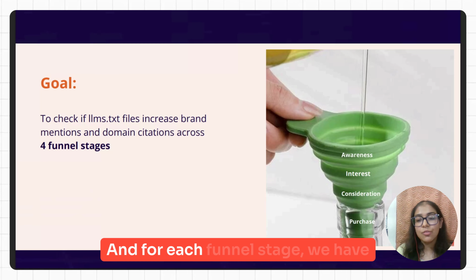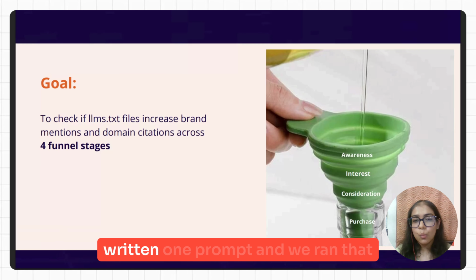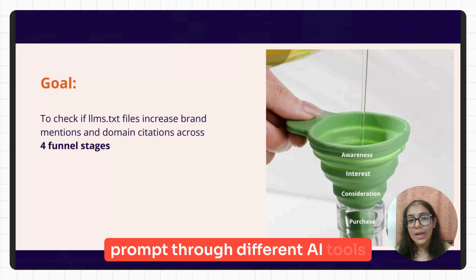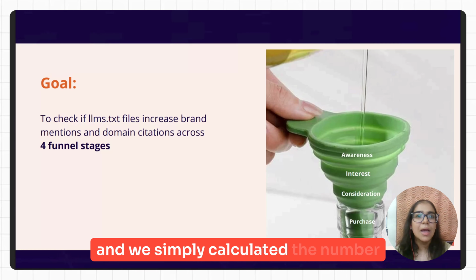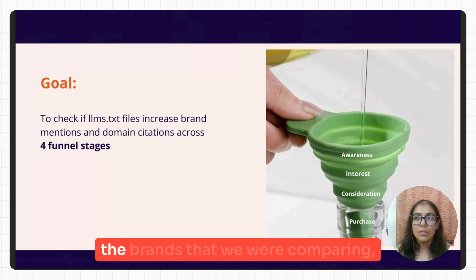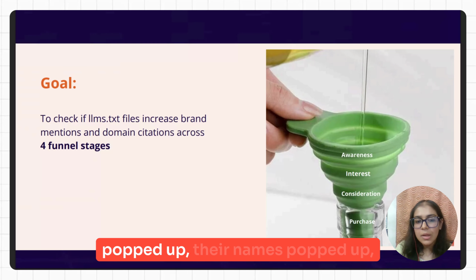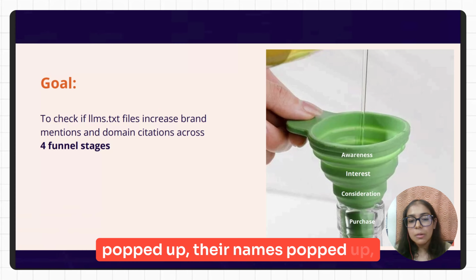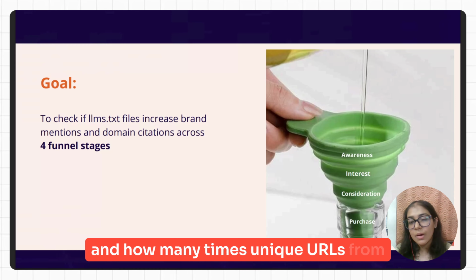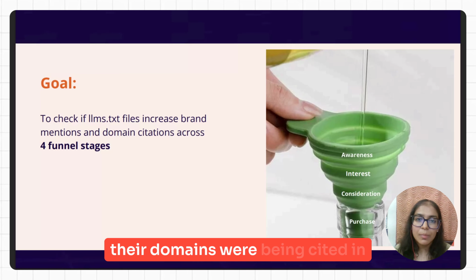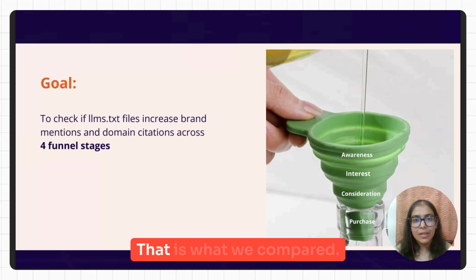And for each funnel stage, we have written one prompt and we ran that prompt through different AI tools. And we simply calculated the number of times the brands that we were comparing popped up, their names popped up and how many times unique URLs from their domains were being cited in the answer. That is what we compared.